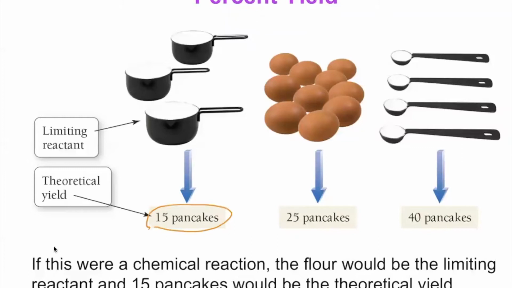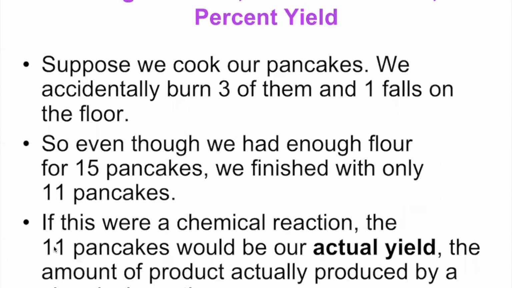Okay. So with that being said, let's say that you have all of these ingredients, you start cooking, but then things did not go as planned. You burned 3 pancakes and 1 fell on the floor. So how many pancakes did you actually make? You made 11 pancakes. So this will be your actual yield.